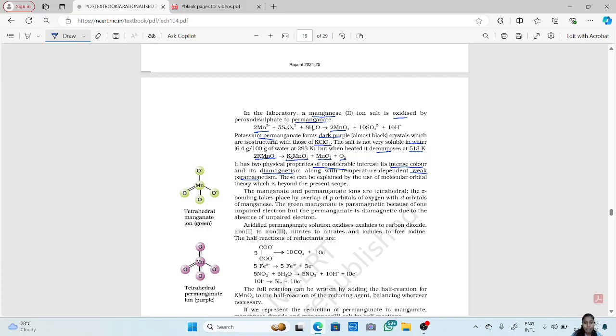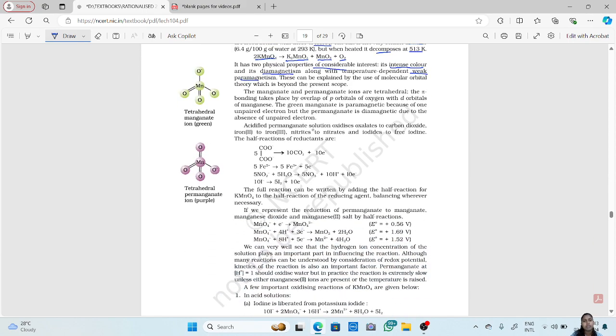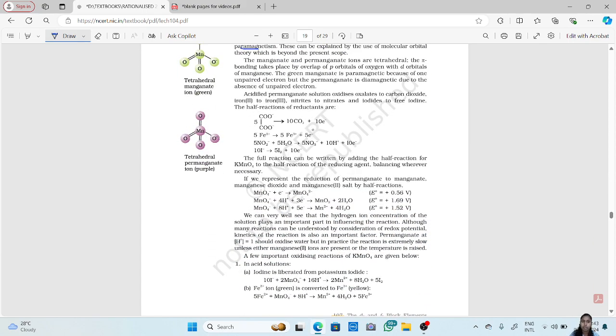The green manganate, now this can be explained by the use of molecular orbital theory, which is beyond the present scope. Why it is so, we can explain using MO theory, that is molecular orbital theory, which is not that important here.